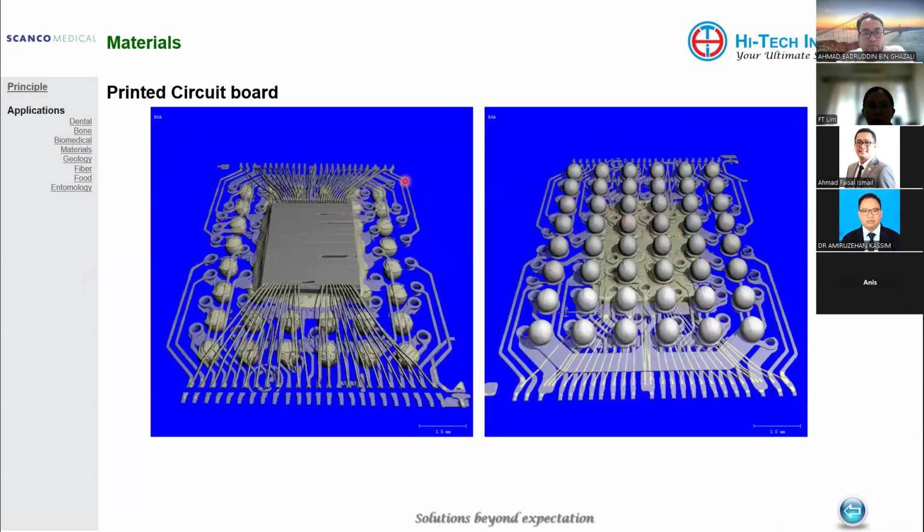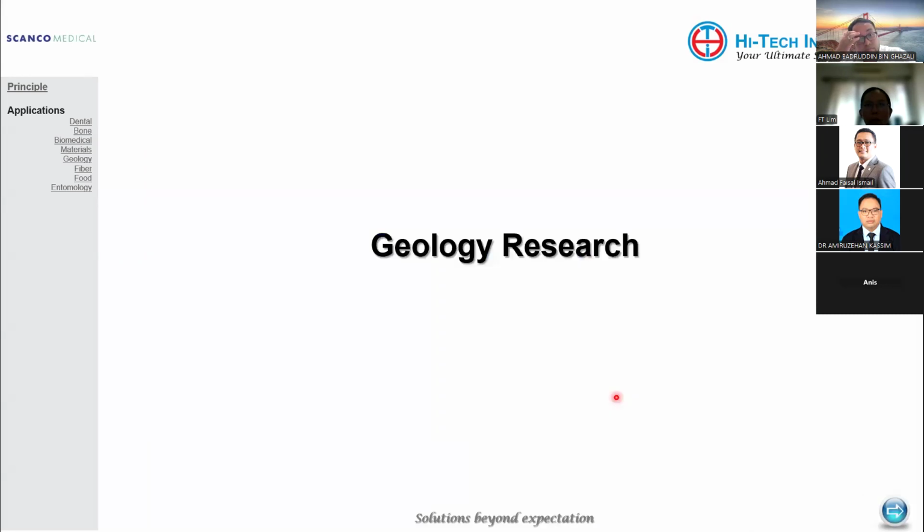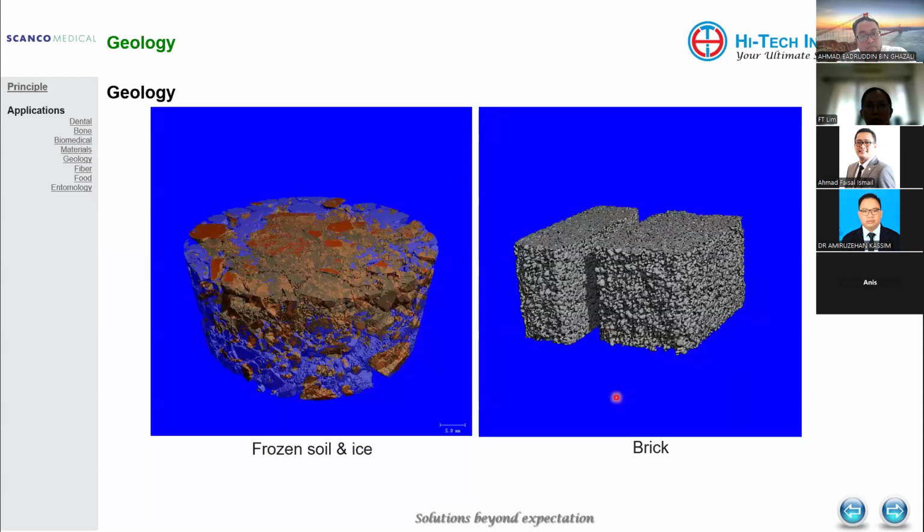And also the printed circuit board. So this is more for the material and the semiconductor industry. And we can also use MicroCT for different kinds of geological research. So like a stone, this is a frozen soil and ice.